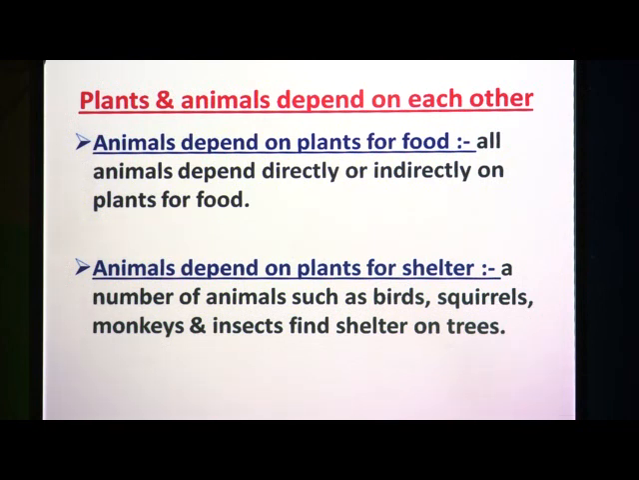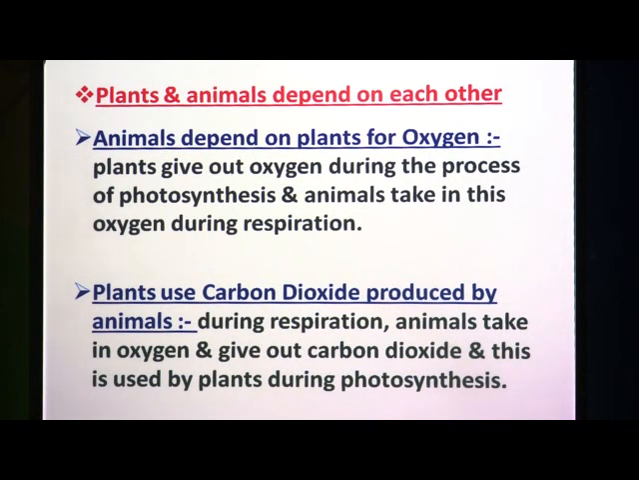Now, we will see how animals depend on plants for oxygen. Students, oxygen is very essential for living things, and we get it from plants. Actually, oxygen is present in the air, but that oxygen in the air comes from plants only. That means plants give oxygen.